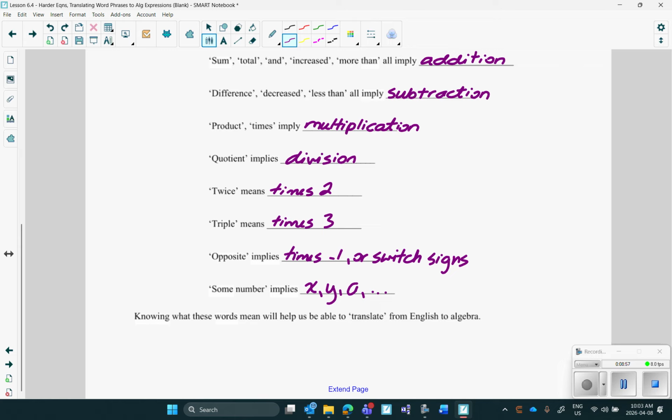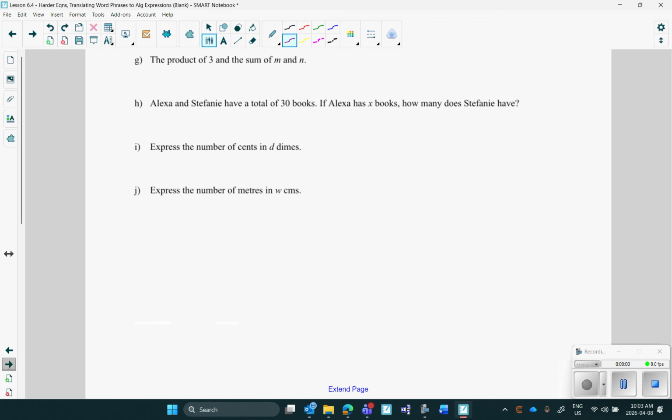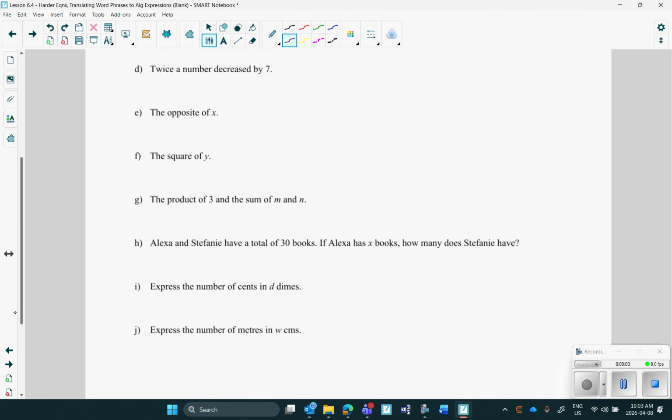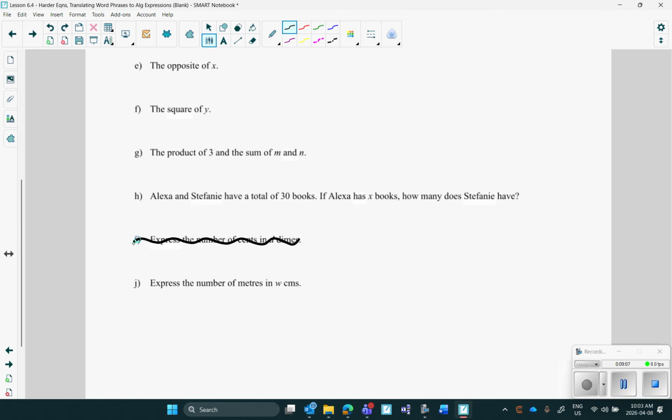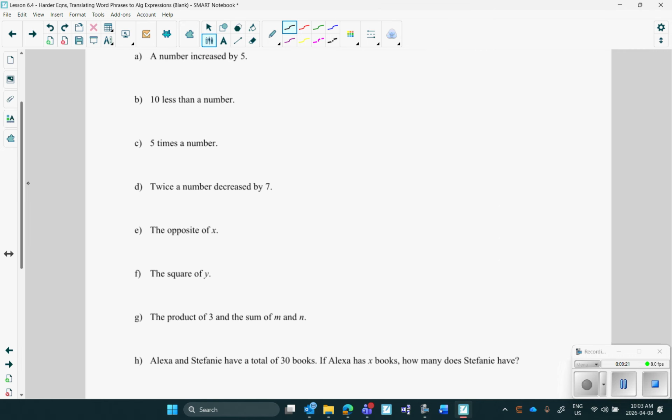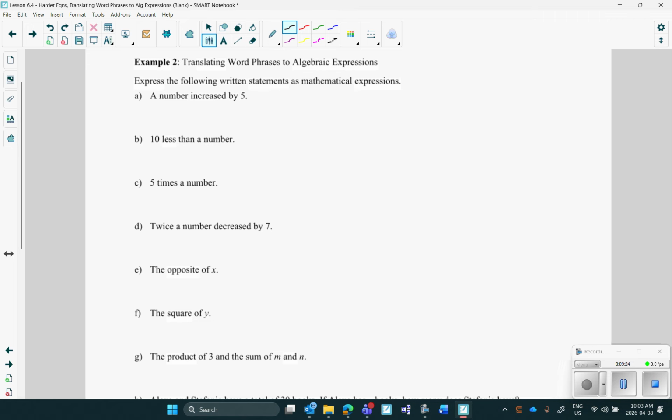let's take some phrases and translate them from English to algebra. And the first thing I want you to do is take out I and J. I don't want to do those. We don't really deal with those. From where? From lesson 6.4, example 2. Not in the action plan, not in the exercise, in the lesson. Is everybody here? Go down to the last 2 and cross them out. Done. Okay. A number increased by 5.